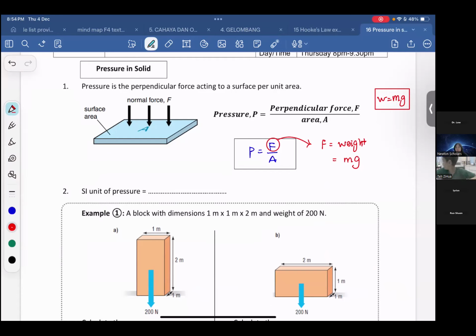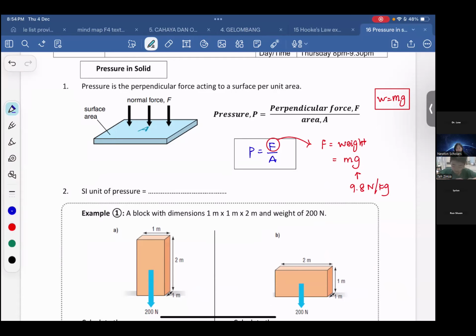So in order to find the force, we find mg. If they didn't give you the force but they give you the mass, then we have to apply mg to find the force. And what is the g? 9.8 Newton per kg. This value they won't tell you, and you have to know it by yourself.